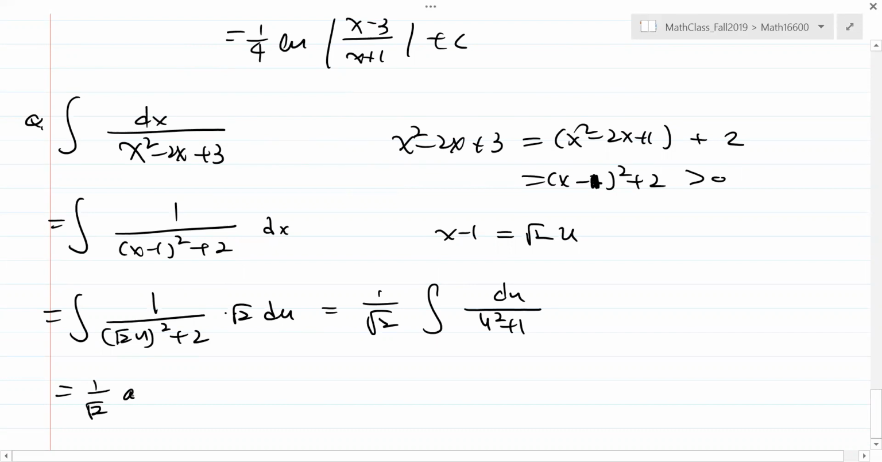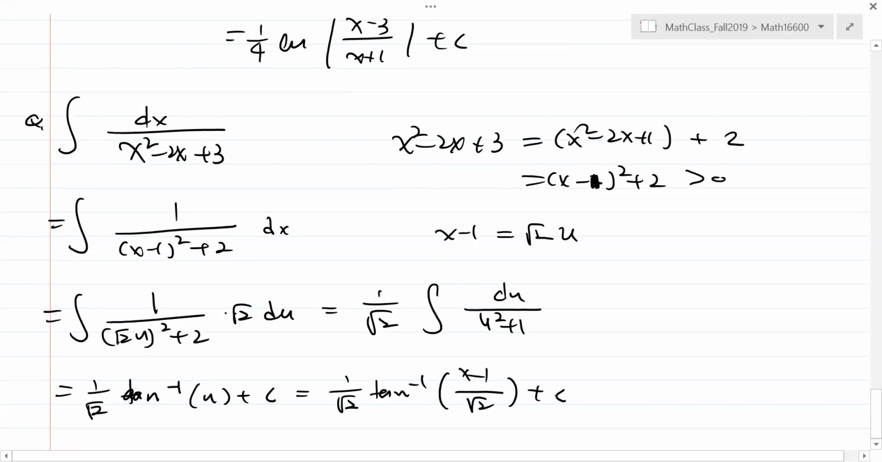Then we have the formula, the inverse tangent of u plus a constant. And that is going to be the inverse tangent of (x minus 1) over square root 2, plus a constant. Right, it's the same result. But now we are going to deal with a little bit more general problems.